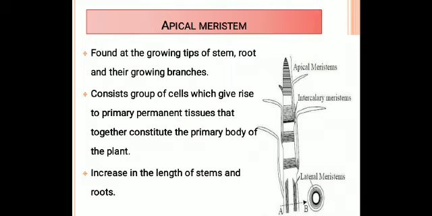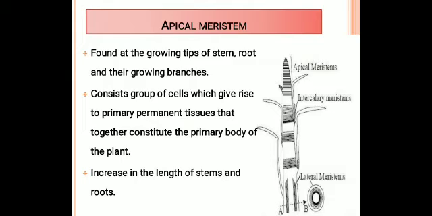It is also called the primary meristem. Sometimes they will ask you to define primary meristem; you can write the apical meristem. It is the primary meristem, consisting of a group of cells which gives rise to the primary permanent tissue that together constitutes the primary body of the plant.